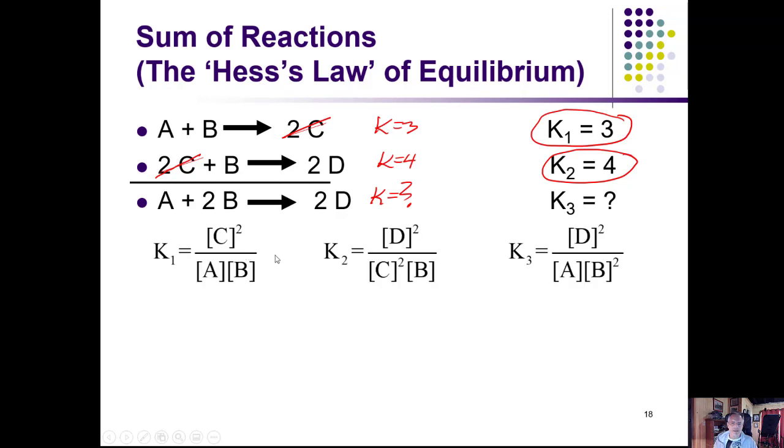Let's take a look at the equilibrium constant expression for all three reactions. So here we have the first reaction. This is the equilibrium constant expression for reaction 1, C squared divided by A times B. Okay, and we've said that's K1.